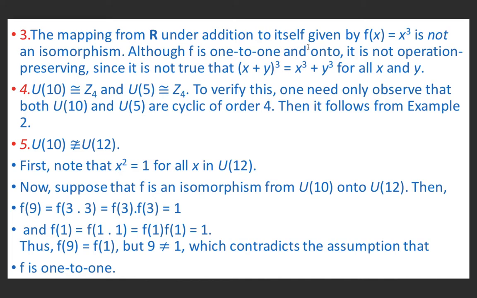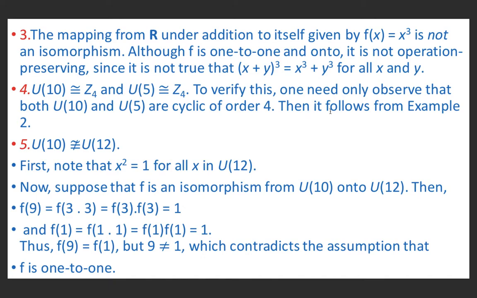This never holds. Now, if you consider a set U10, U10 means the set of positive integers less than 10 and which are relatively prime to 10. Then this is isomorphic to Z4. U5 is also isomorphic to Z4. U5 means set of positive integers less than 5 and relatively prime to 5. To verify this, one need only to observe that both U10 and U5 are cyclic of order 4.